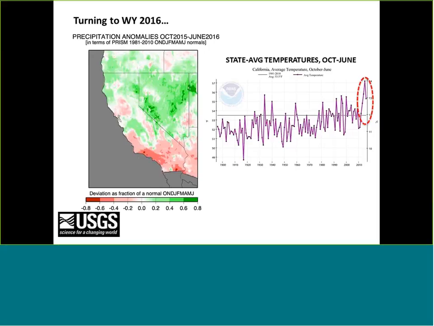In terms of precipitation, the greens here are where we did slightly better than normal this year. The reds are where we did abysmally, especially down there in Southern California. We're like 40% of normal precipitation down in the LA basin area. It's incredible.